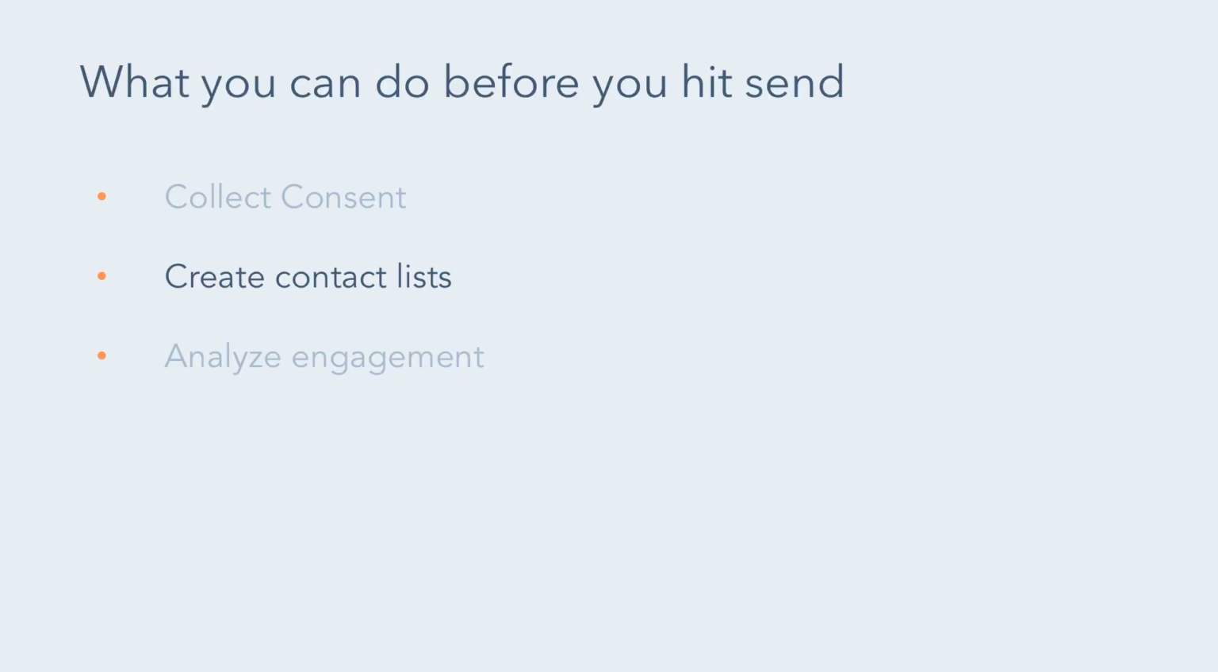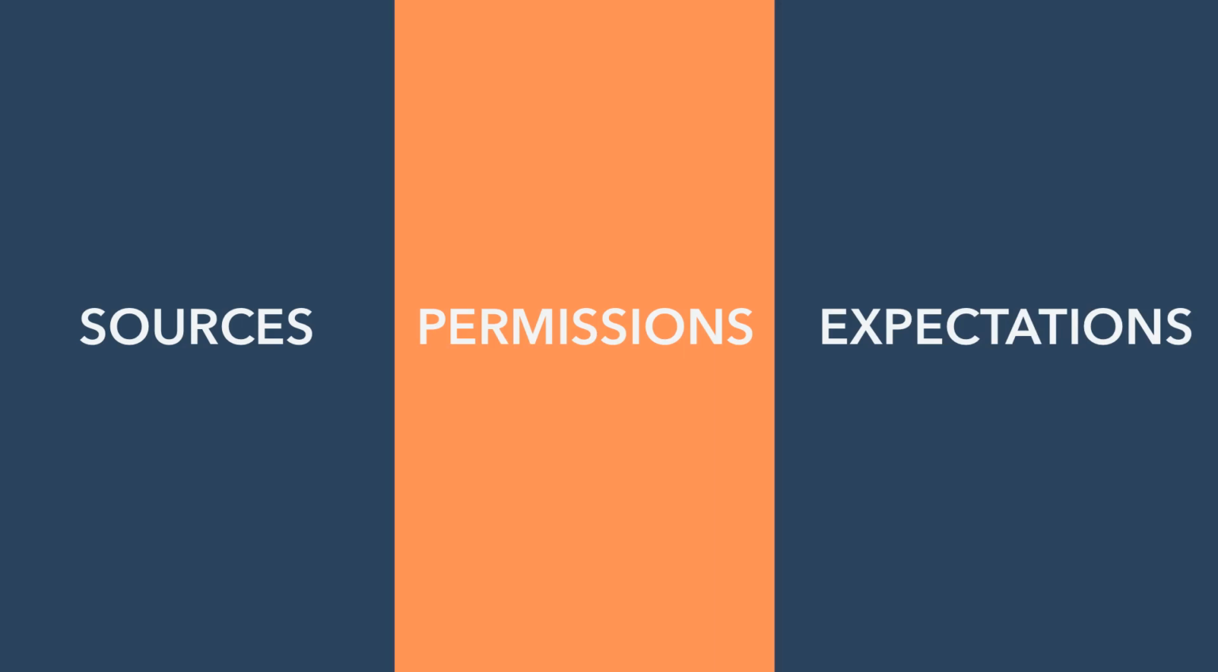Next up, we're going to look at how to create contact lists and the different lenses through which you can analyze the contacts you're building trust with. This means looking at your contact list with three things in mind: sources, permissions, and expectations. The first is the source.